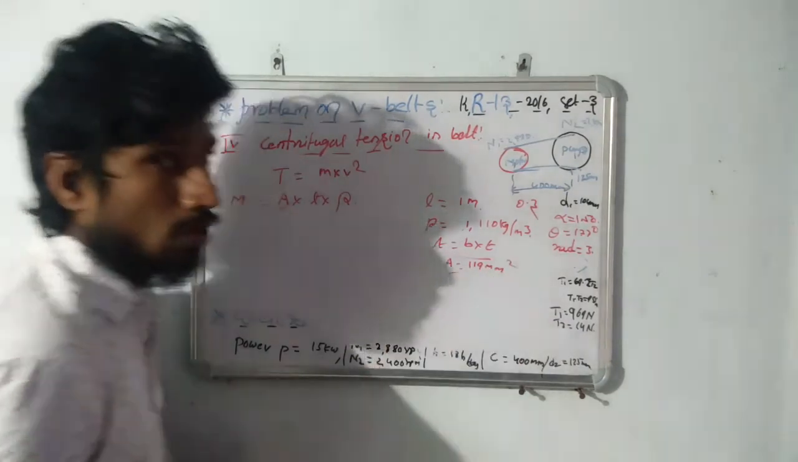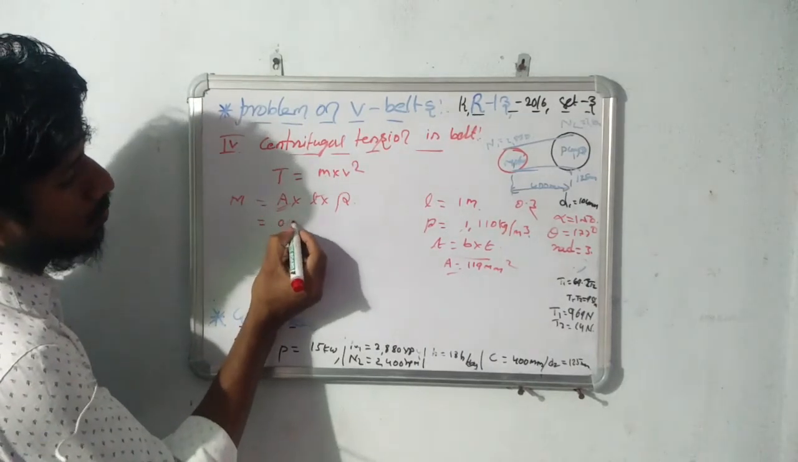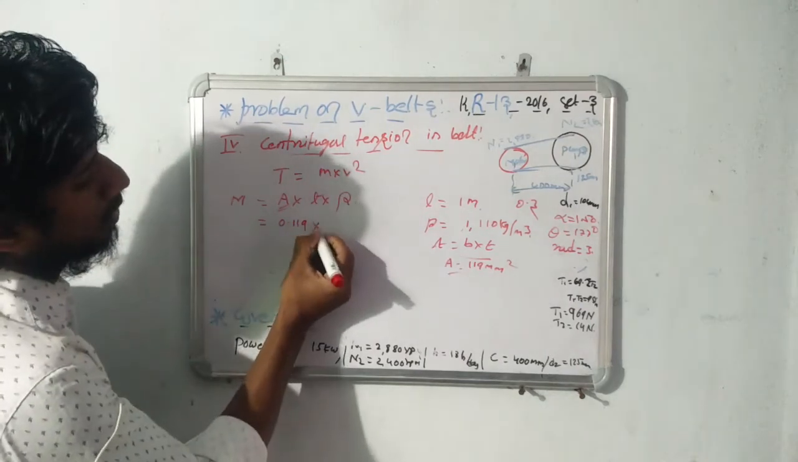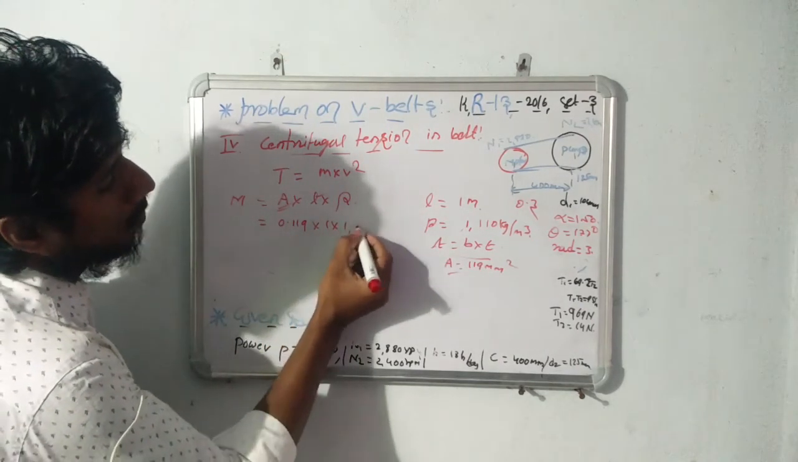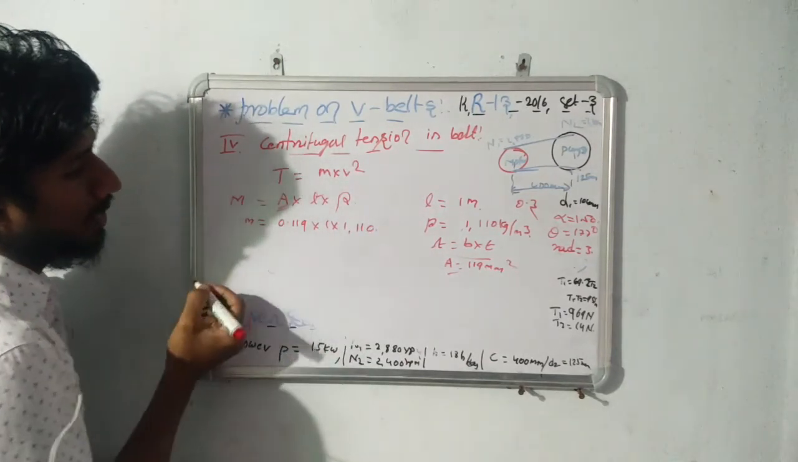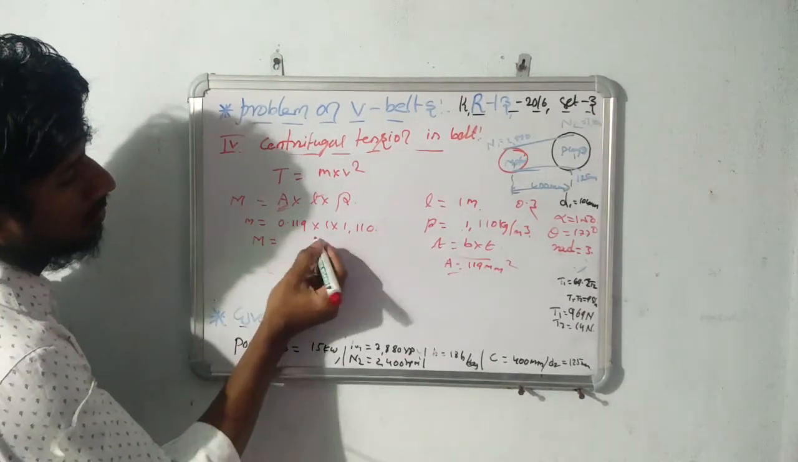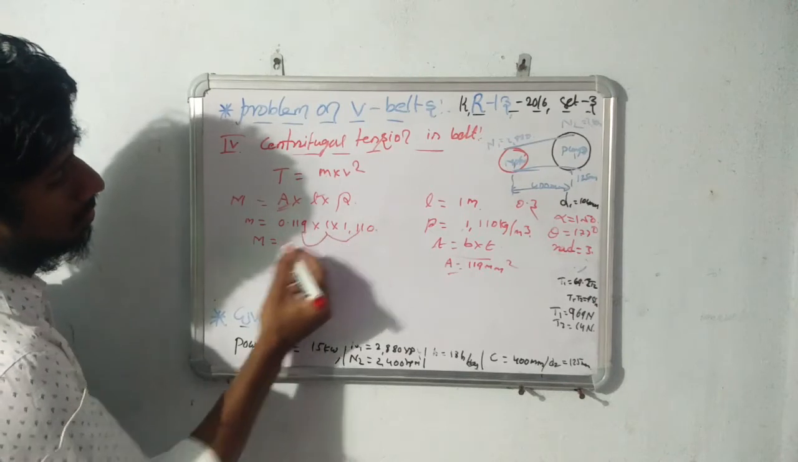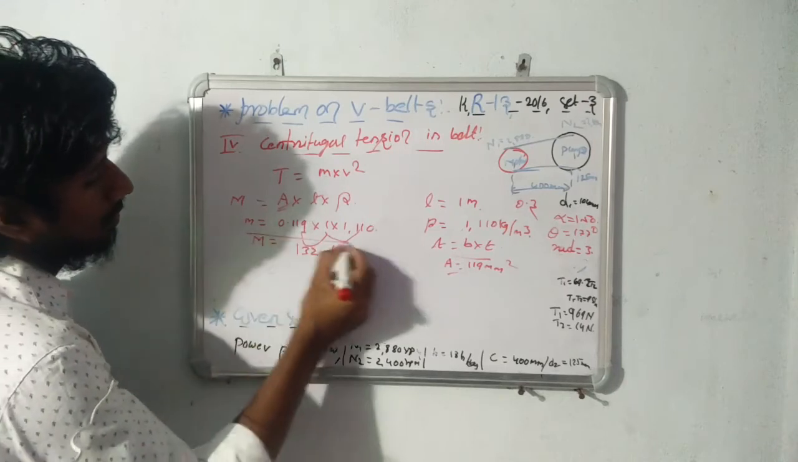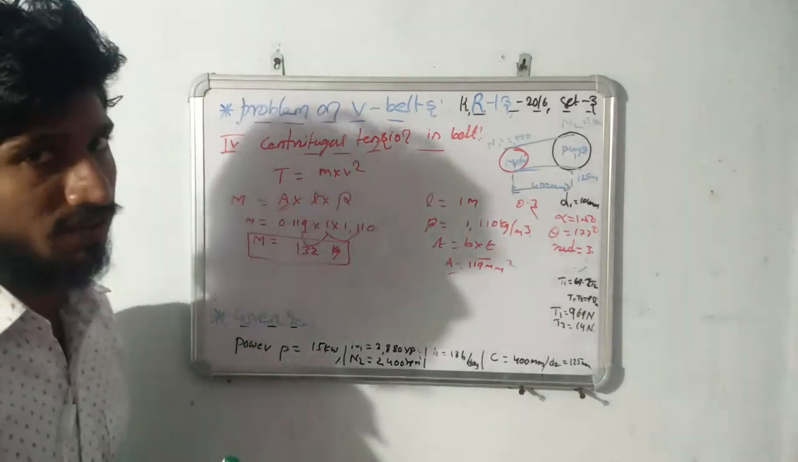So convert it into meters. That's why 0.119 into 1 into what is the density here? 1110. So by simplifying this one, we get the mass of the belt here. So that M equal to 132 kgs. This is about the mass of the belt.